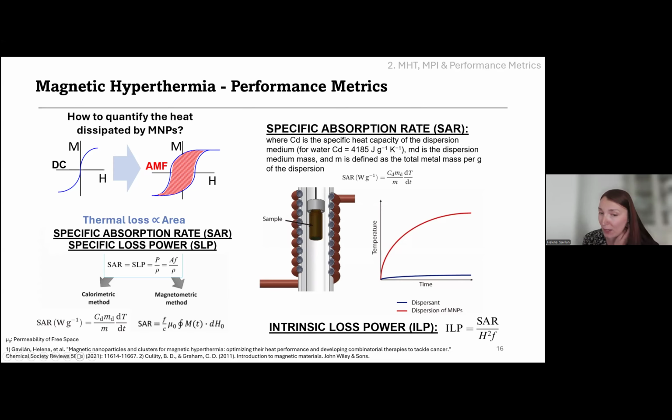Then we have to keep in mind that sometimes you will encounter the intrinsic loss power, ILP, that is the SAR value normalized considering the amplitude used and the frequency used, but this is only valid for, let's say, small particles.